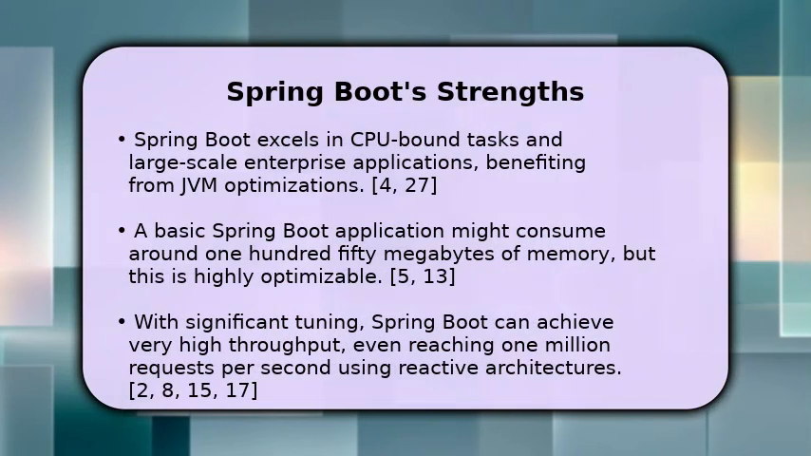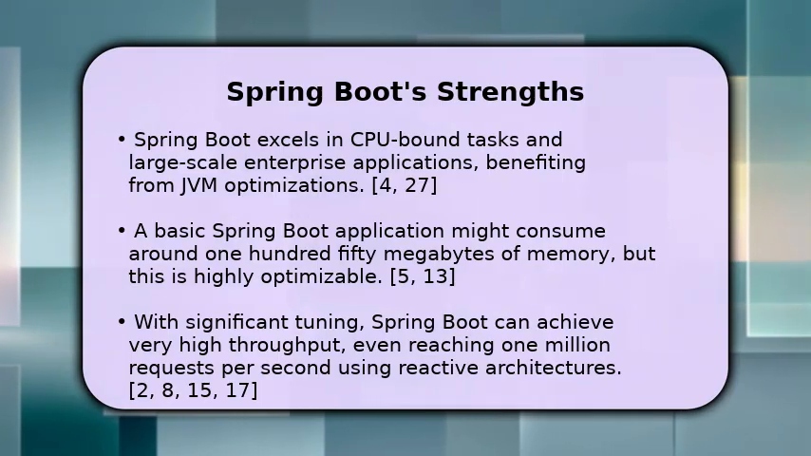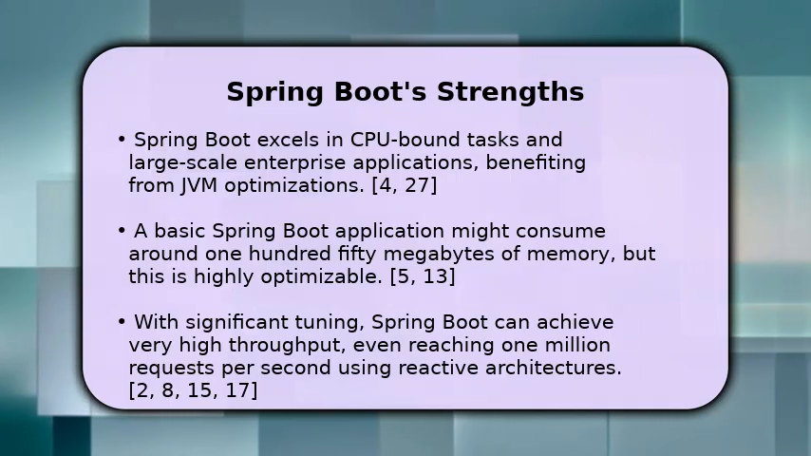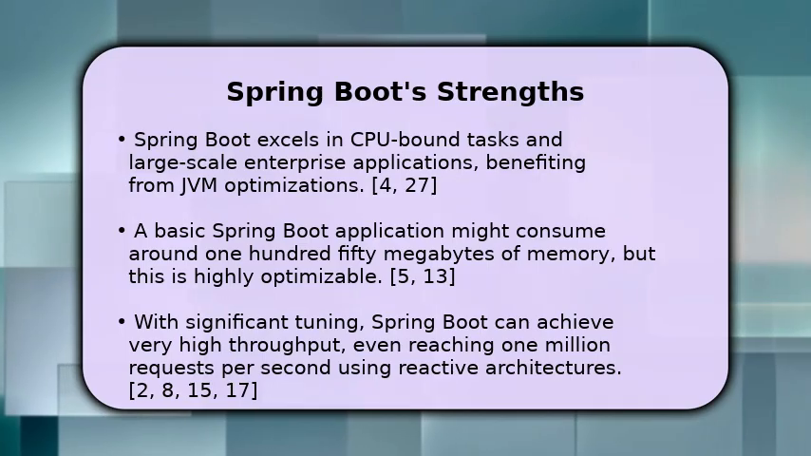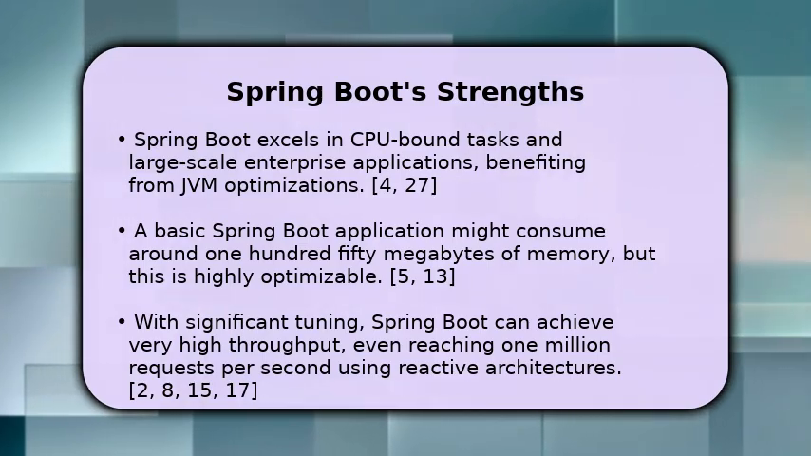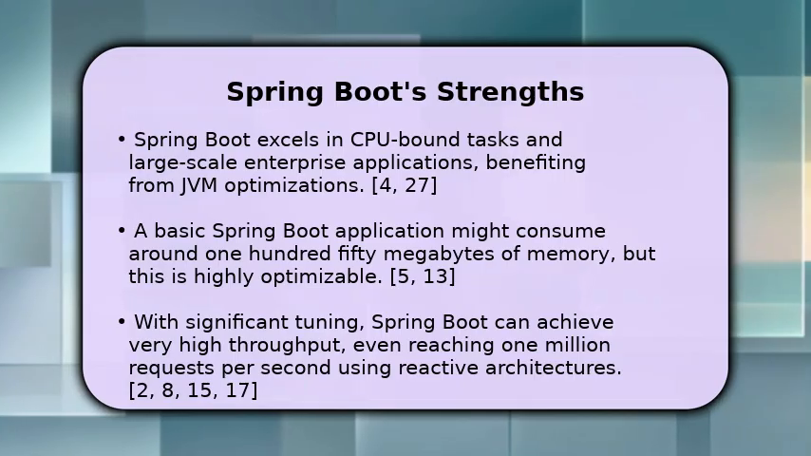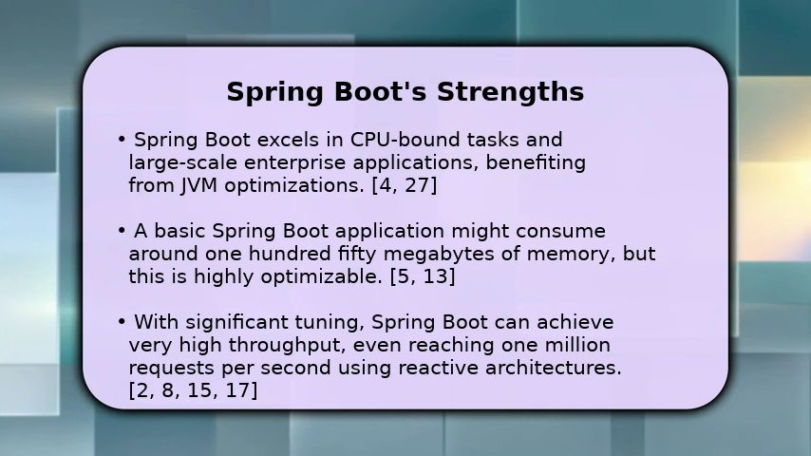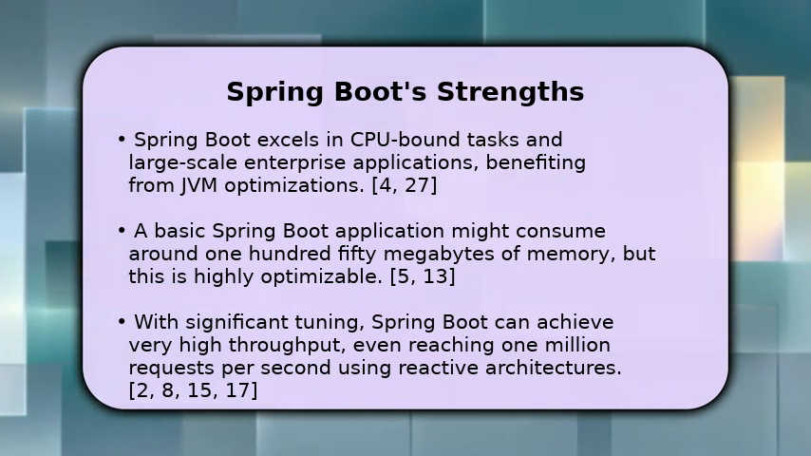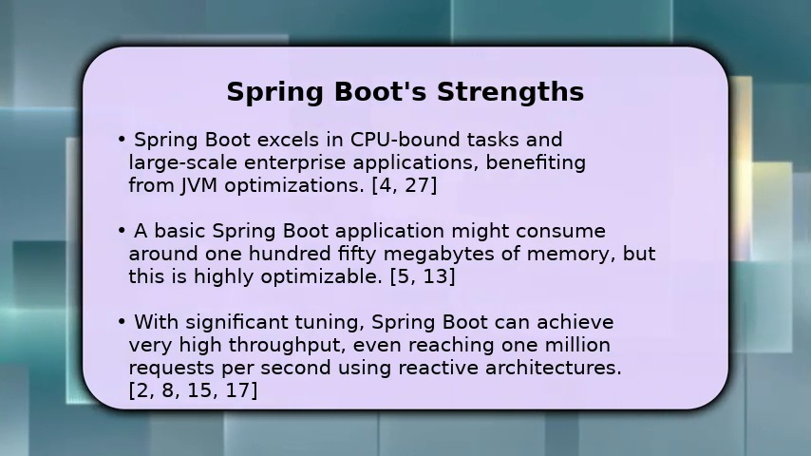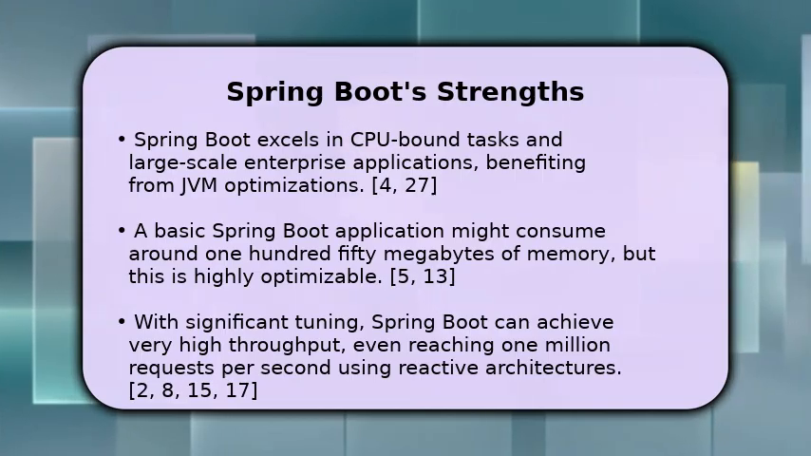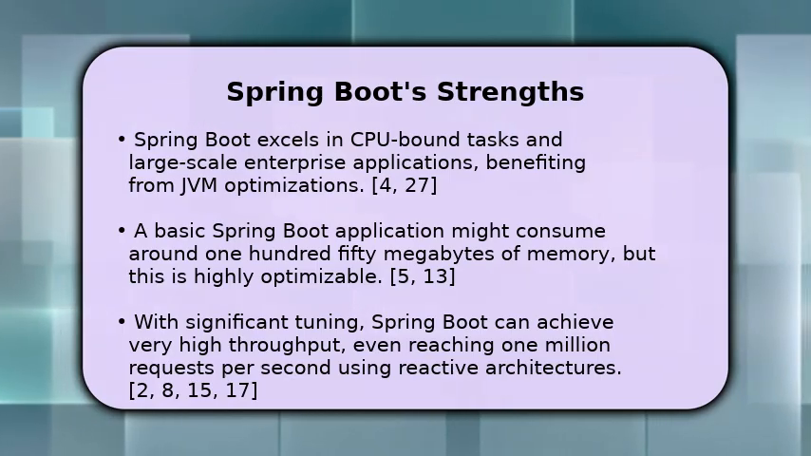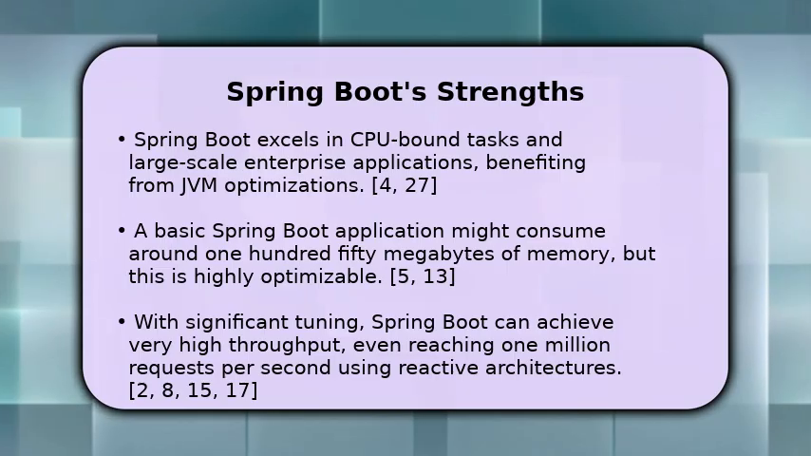Spring Boot, powered by the Java Virtual Machine, is a robust choice for CPU-intensive tasks and complex enterprise systems. While a basic Spring Boot application might start with a memory footprint of around 150 megabytes, this can be significantly reduced through optimization. Notably, with advanced tuning and reactive programming, Spring Boot applications have demonstrated the capability to handle up to 1 million requests per second. Furthermore, careful attention to aspects like annotation usage and database query efficiency can lead to substantial improvements in latency.